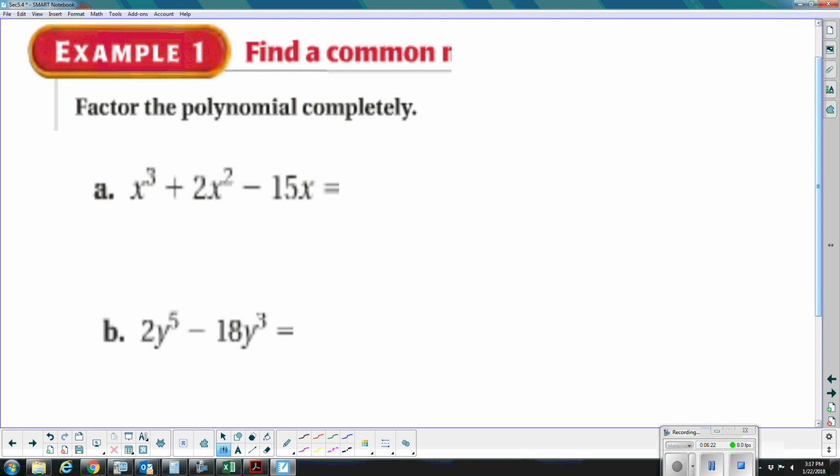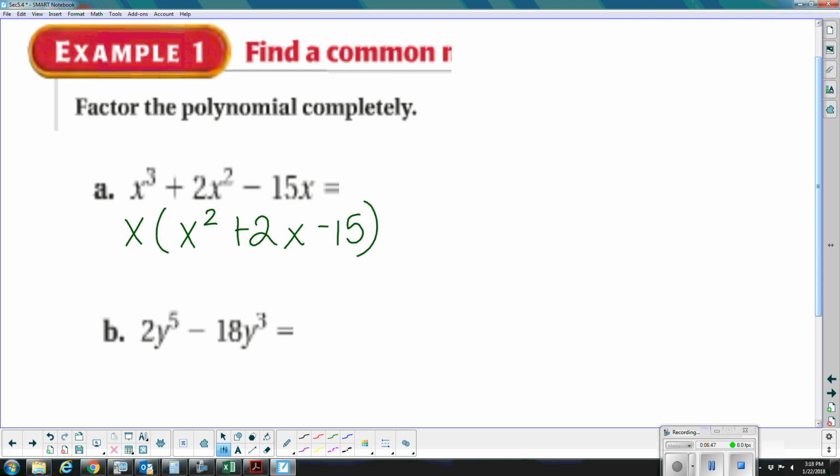Okay, so this section is not on your note sheet, but let's do these together. To factor this polynomial completely, first we see that there's a common monomial in all of these. So that's where I would start, is to factor out the x. So we get x times x squared plus 2x minus 15.